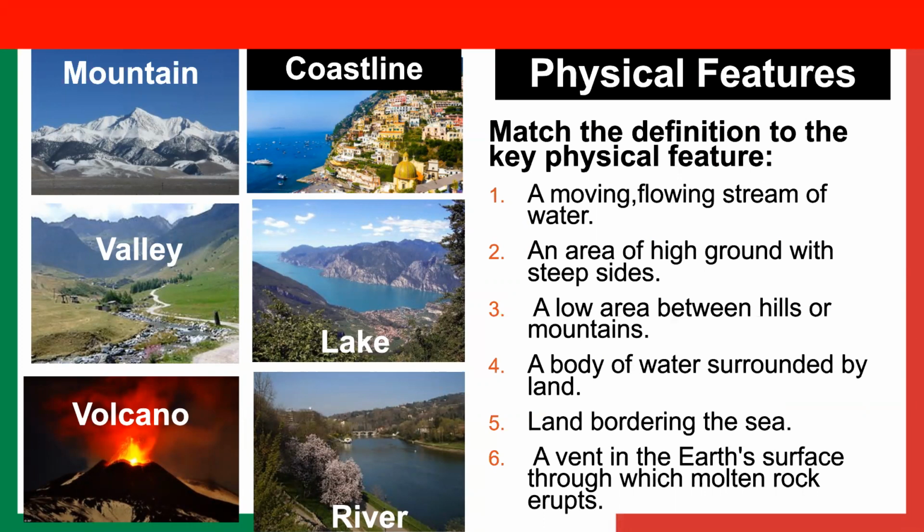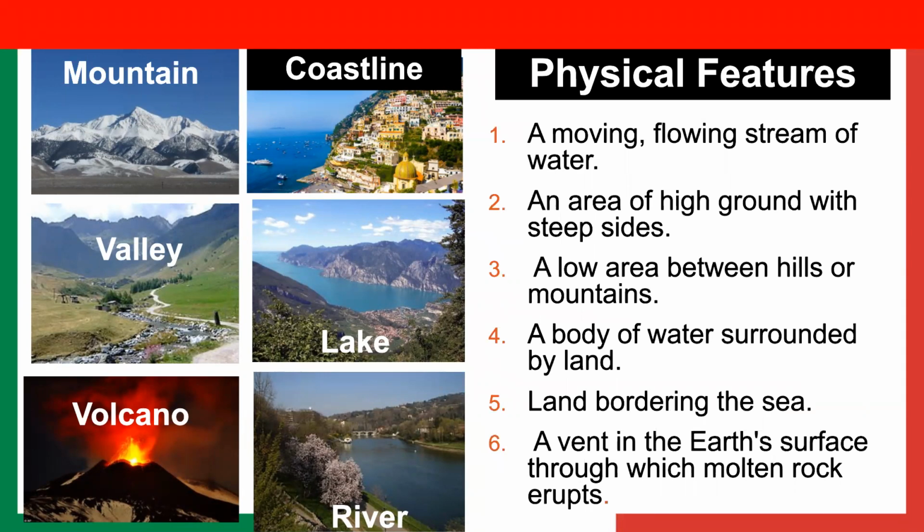Okay, if you still need more time, pause this video. I'm going to move on to the answers now. Number 1, a moving flowing stream of water is a river, and you can see our river there. Number 2, an area of high ground of steep sides is our mountain. We can see that high ground and those steep sides of those mountains.